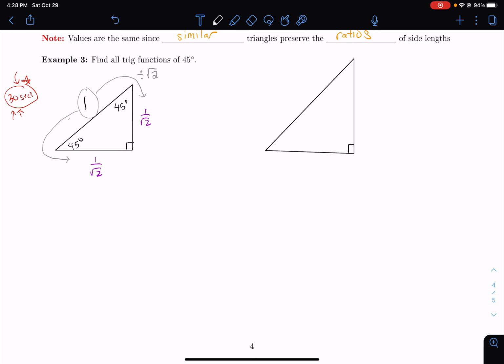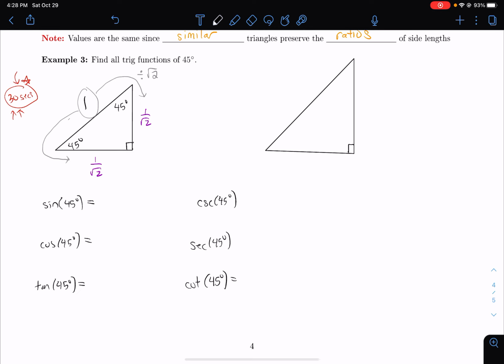So I need sine of 45. And I need cosine of 45. I also need tangent of 45. And because it says get all the trig functions, it means not just these three, but get all the reciprocal ones as well. So get cosecant of 45, and secant of 45, and cotangent of 45. So get all 6 of them. So let's get all 6 of these.